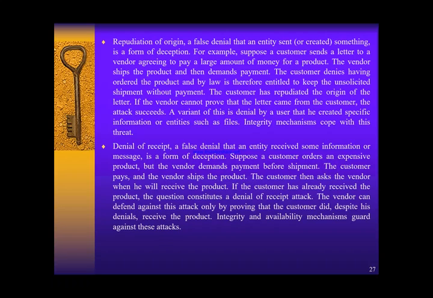And denial of receipt. A false denial that an entity received some information or message is a form of deception. Suppose a customer orders an expensive product but the vendor demands payment before shipment. The customer pays and the vendor ships the product. The customer then asks the vendor when he will receive the product. If the customer has already received the product, the question constitutes a denial of receipt attack. The vendor can defend against this attack only by proving the customer did, despite his denials, receive the product. Integrity and availability mechanisms guard against these attacks, repudiation of origin and denial of receipt.